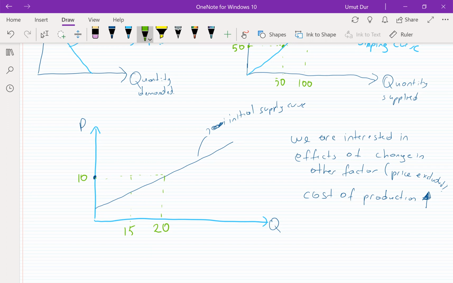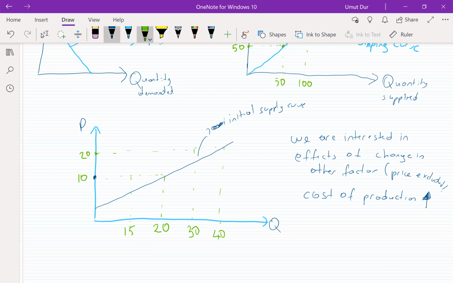Okay, for example, we can do the same thing for different price levels. For example, for $20, initially the firm would like to supply, let's say, 40 units. But now the firm would like to supply 30 units. So this change in the cost of production, the increase in the cost of production, will shift the supply curve upward. So it will have a left shift.